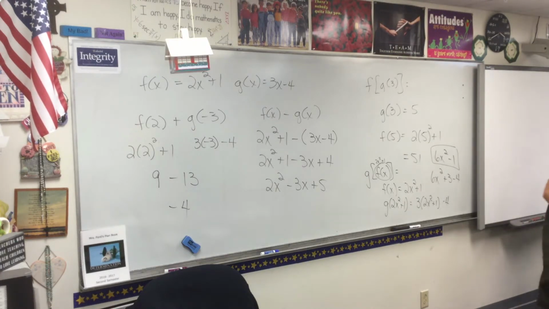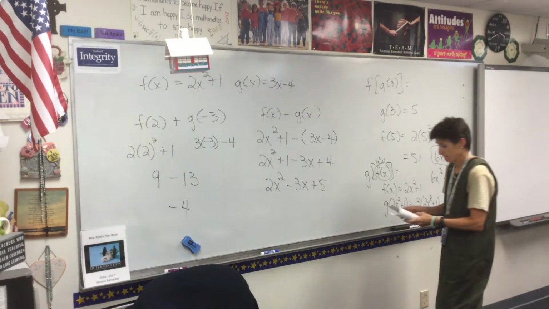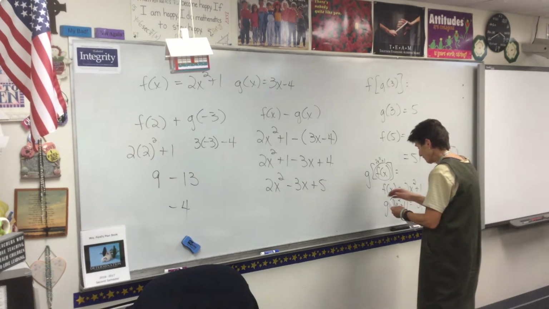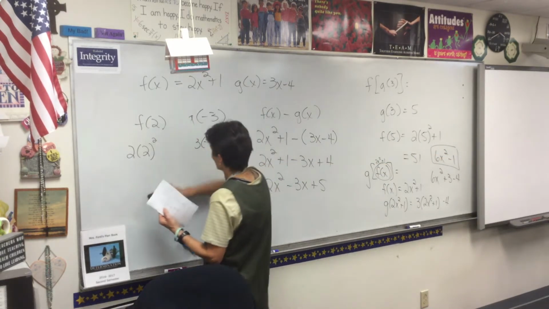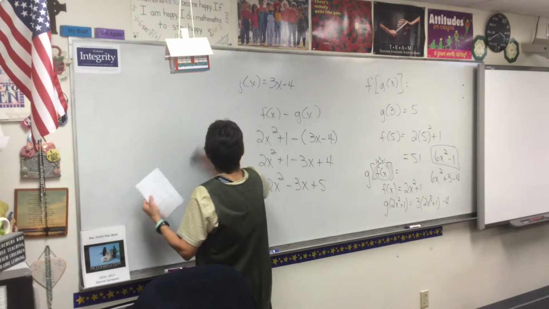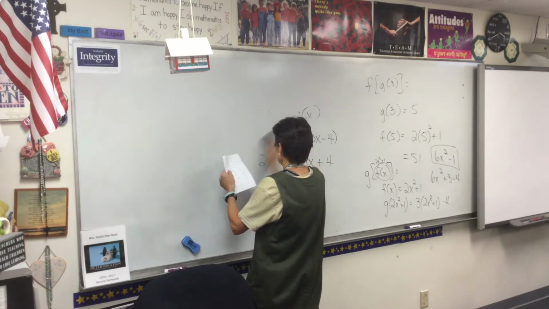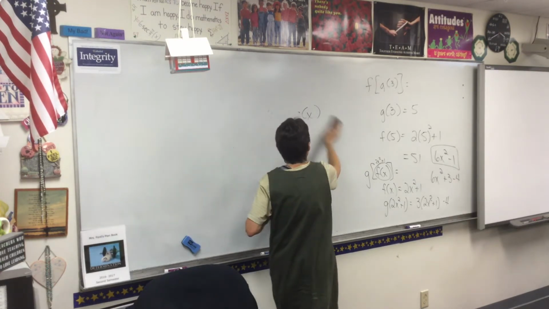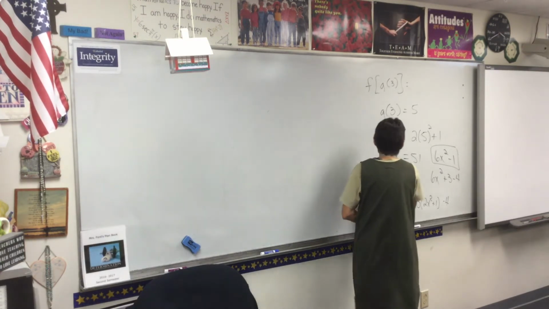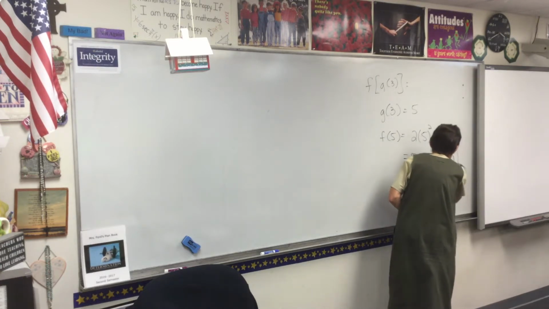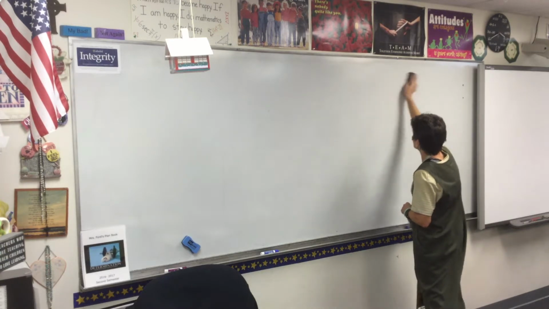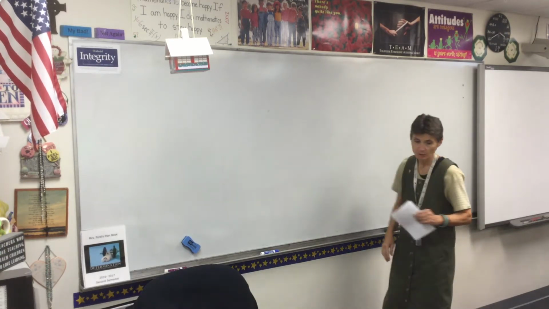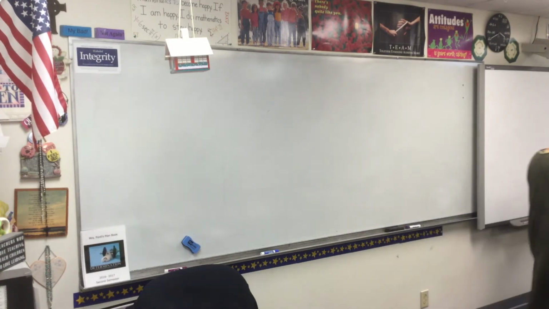Okay, here we go. Were you able to find the domain for these first three problems? What did you say for number 1, or A? All real. Why is the domain all real numbers? There's no denominator and there is no radical. So it's a regular old polynomial, so the domain is all real numbers.